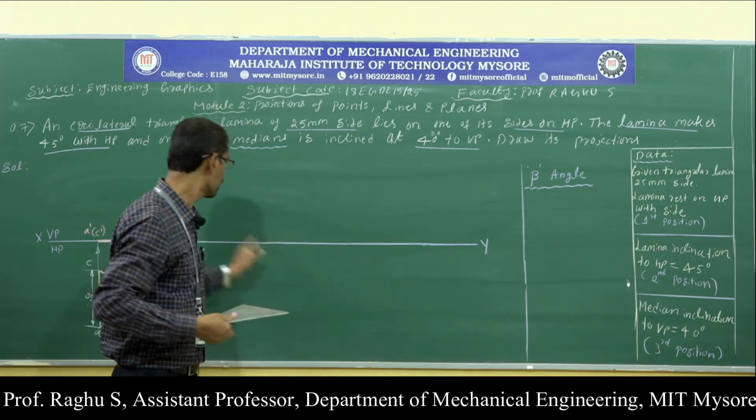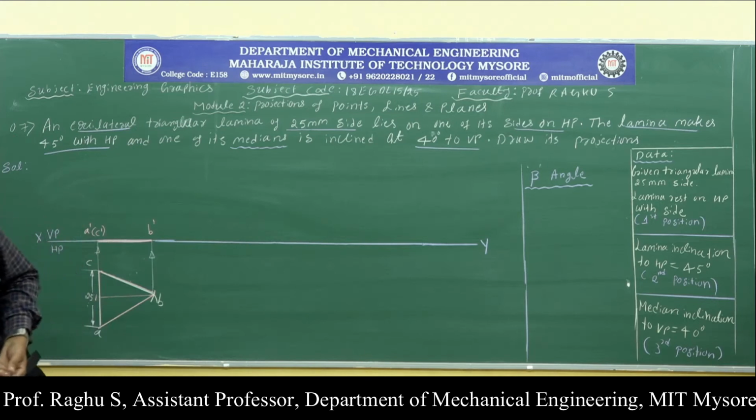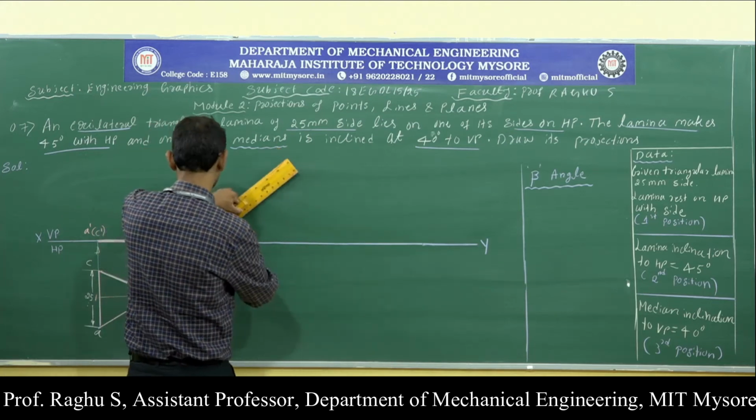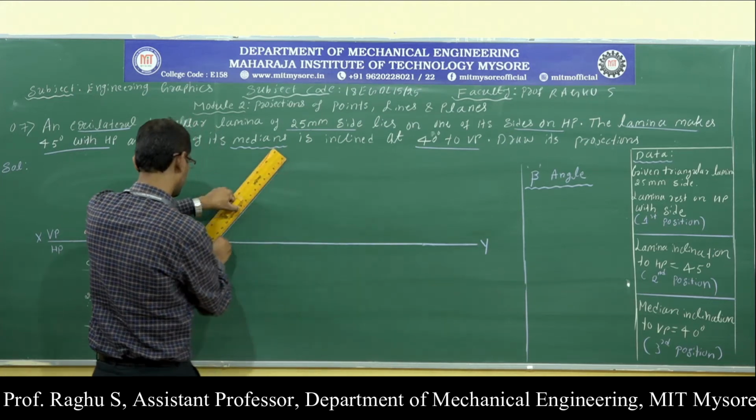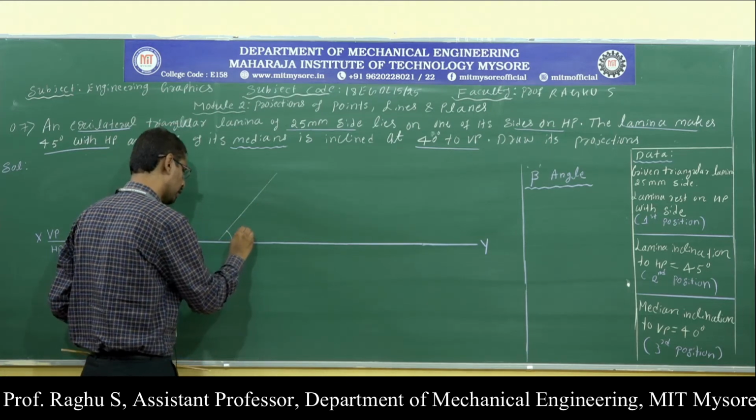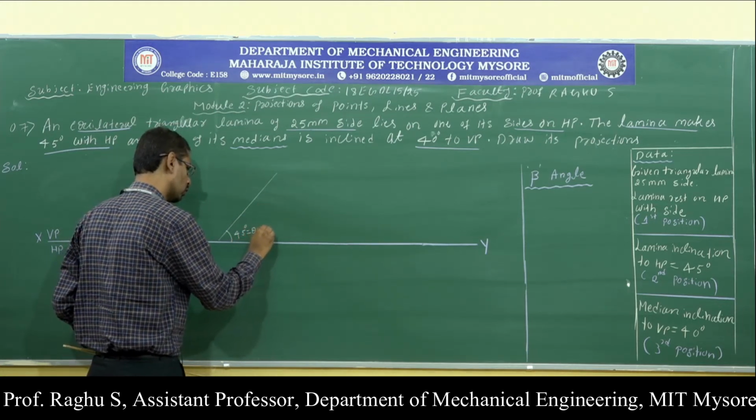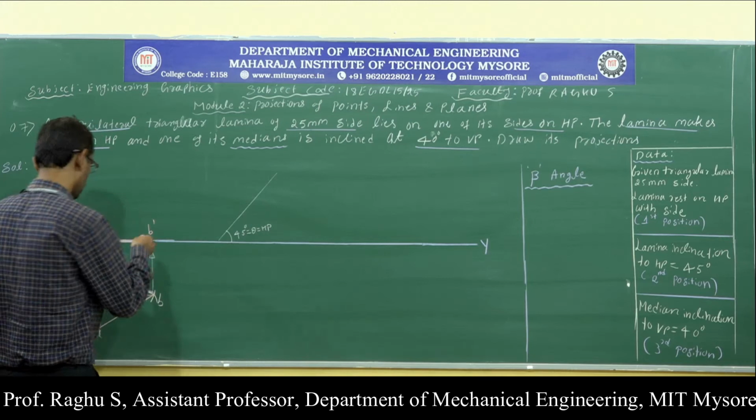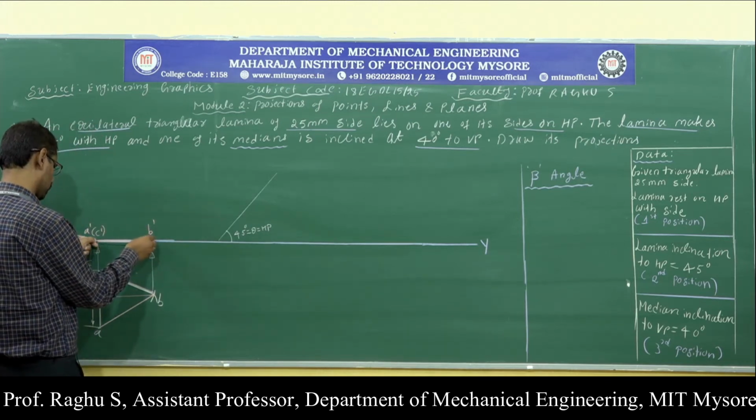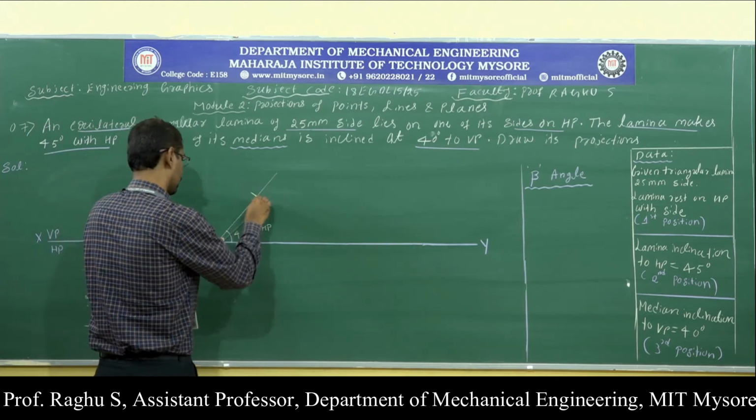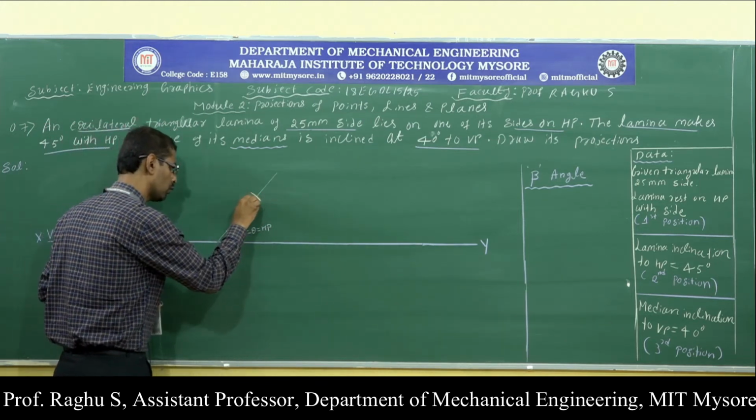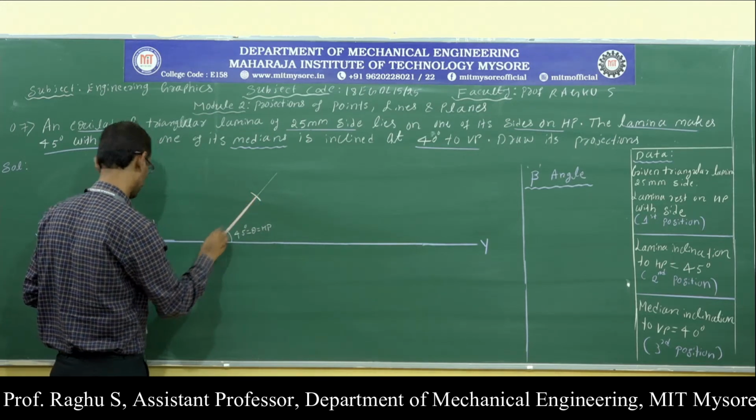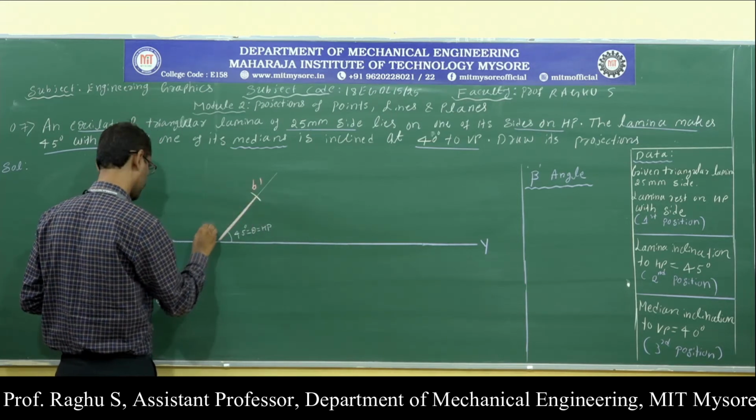So the front view is written on VP. Now to draw the front view, draw a 45 degree line. This is theta with respect to HP. Next, measure this length. Cut an arc to get the second position, front view. This is B dash and this is A dash and C dash.